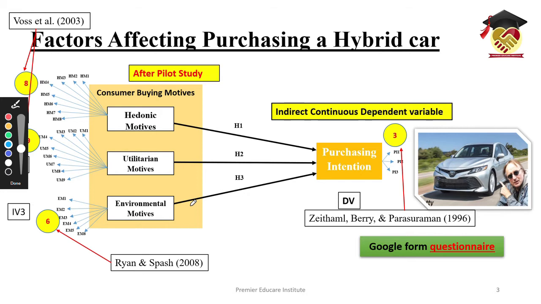Another thing you have to understand: to measure the hedonic motives, you have used 8 questions. To measure the utilitarian motives, 9 questions. To measure the environmental motives, 6 questions, while to measure the purchasing intention, 3 questions. This is very unfair. Why? Because you have used different numbers of questions to measure the particular variables. So you have to take the mean value, right? Remember, we will be taking the mean value in the later stages. That means the total score divided by the number of questions, right? We will be discussing that a little bit later.